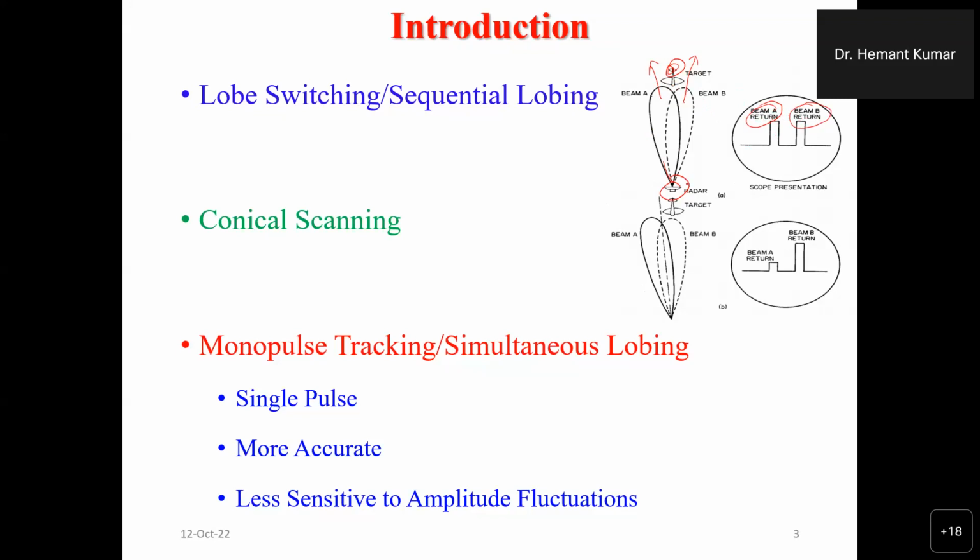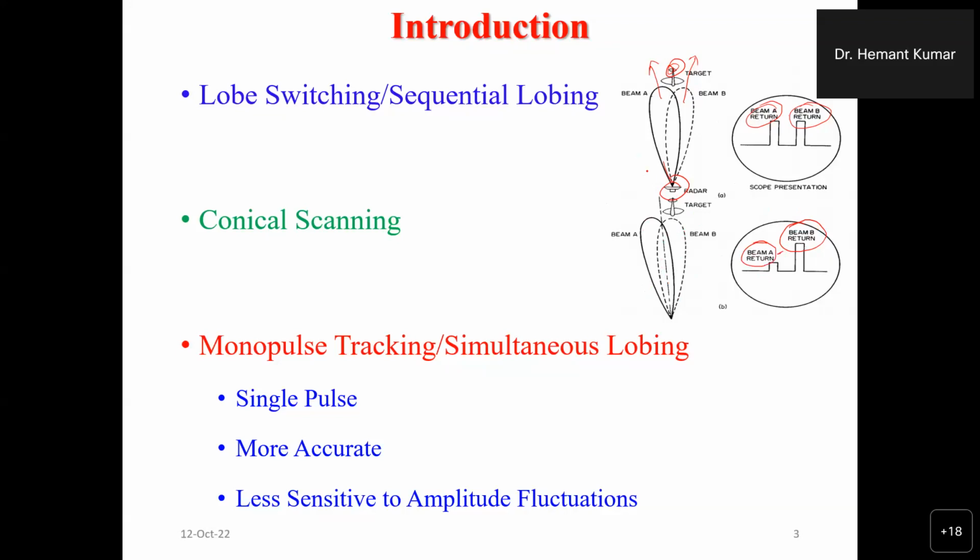We can take the case where the target is off center. If the target is off center in the direction of beam B, what will happen? It will receive more echo when we transmit beam B, and it will receive less echo when we transmit beam A, in the direction of beam A, right? So in that case, we can say the difference is more towards beam B. So we can say the target is along the direction of beam B.